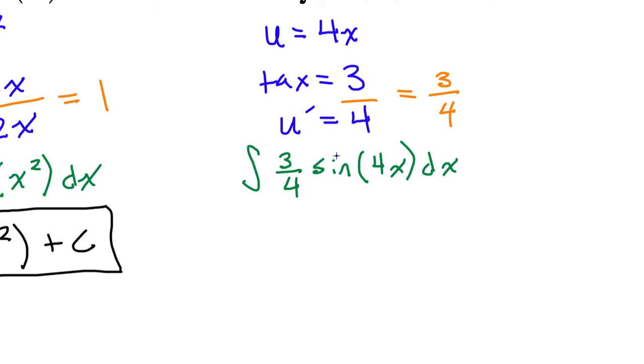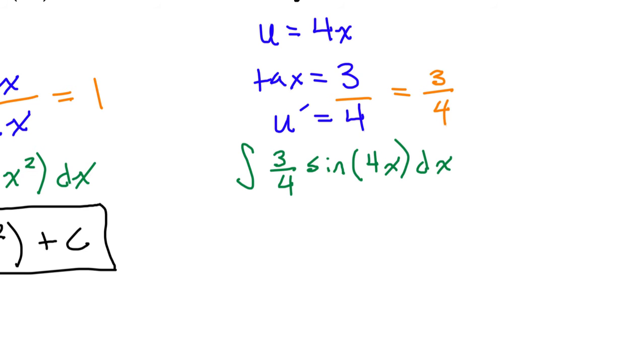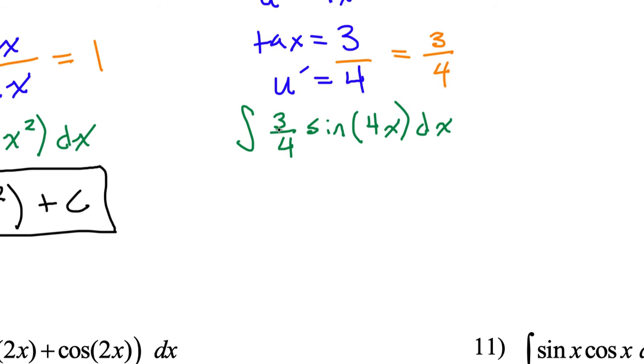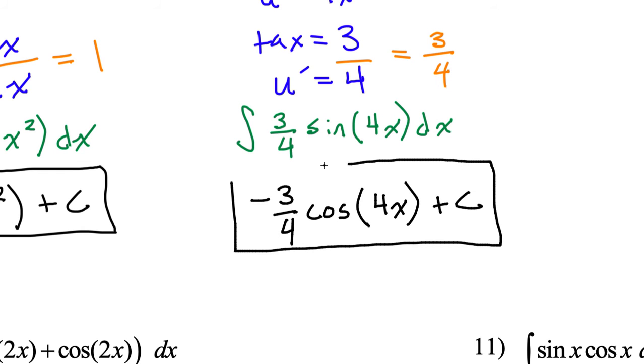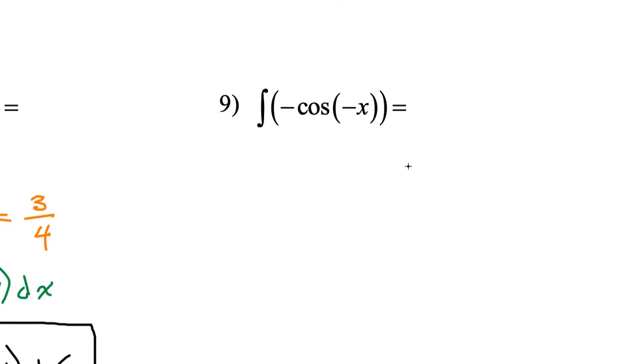Now that I have paid Taxman, I can go ahead and take the antiderivative. The antiderivative of sine, anti-same, so it's going to be a change of sign, from a positive to a negative 3/4, and sine turns into a cosine of 4x. Don't forget your cake, plus c, and that is our final answer. Box it. Moving on to number 9.